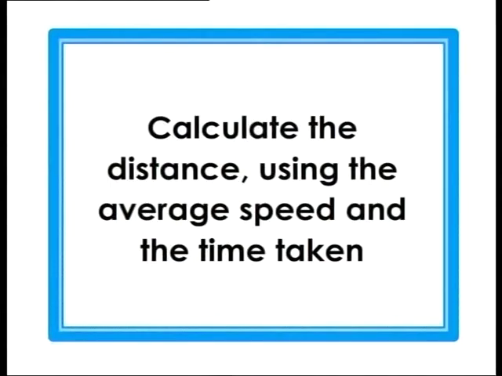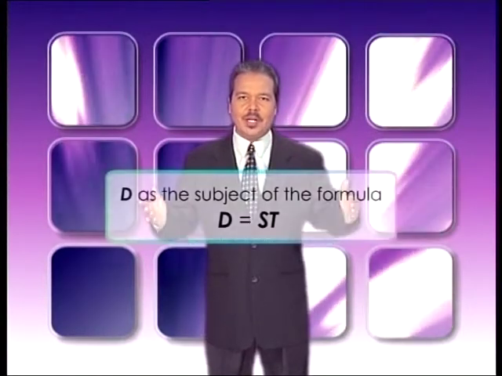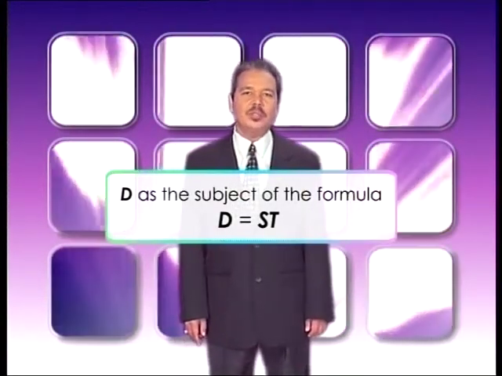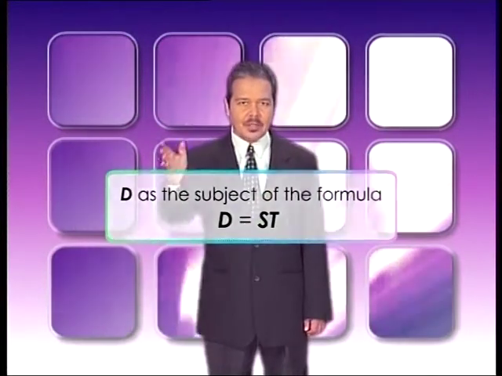Calculate the distance using the average speed and the time taken. By expressing the unknown d as the subject of the formula, we get d equals st. Thus, the distance can be found if the average speed and the total time taken are given.